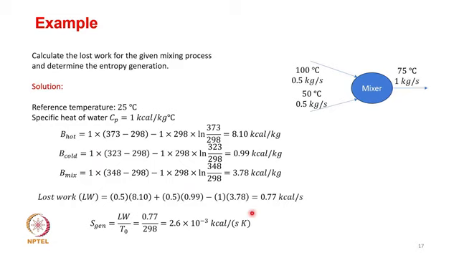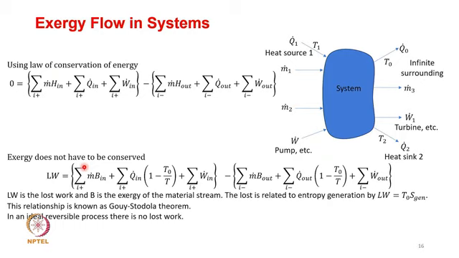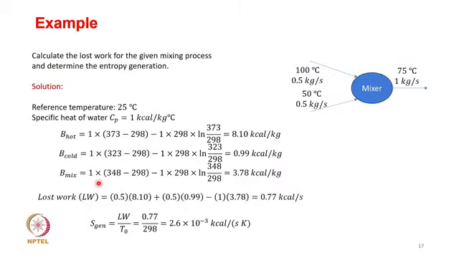Now, those are only the B values. If you look at the previous expression, it is not just the B; you also have to multiply with the corresponding flow rate, and some of them are inlet flow rates and some are outlet flow rates. So, the actual value would be 0.5 times 8.10, plus 0.5 times 0.9, minus 1 times 3.78. This would be the lost work, which is computed as 0.77 calorie per second.